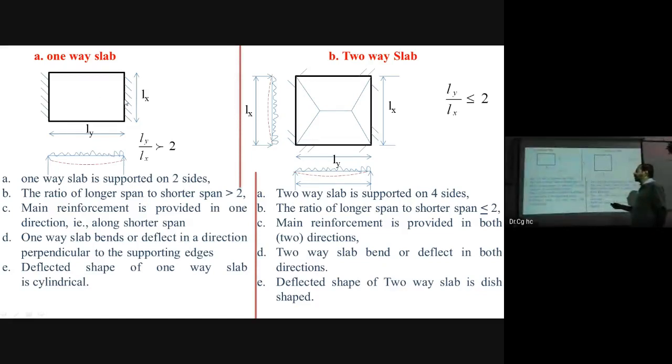This is a one-way slab and this is a two-way slab. It is supported on all the four sides.